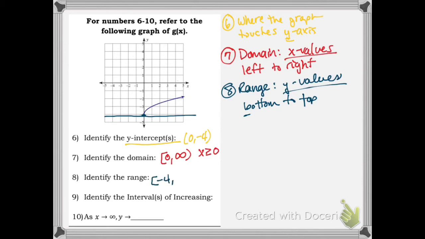And when we go upward here, we notice there is an arrow saying it's going to keep going, and it's going to keep going up too. So that means it's going to go to infinity. And another way of writing that is y is going to be greater than or equal to -4.